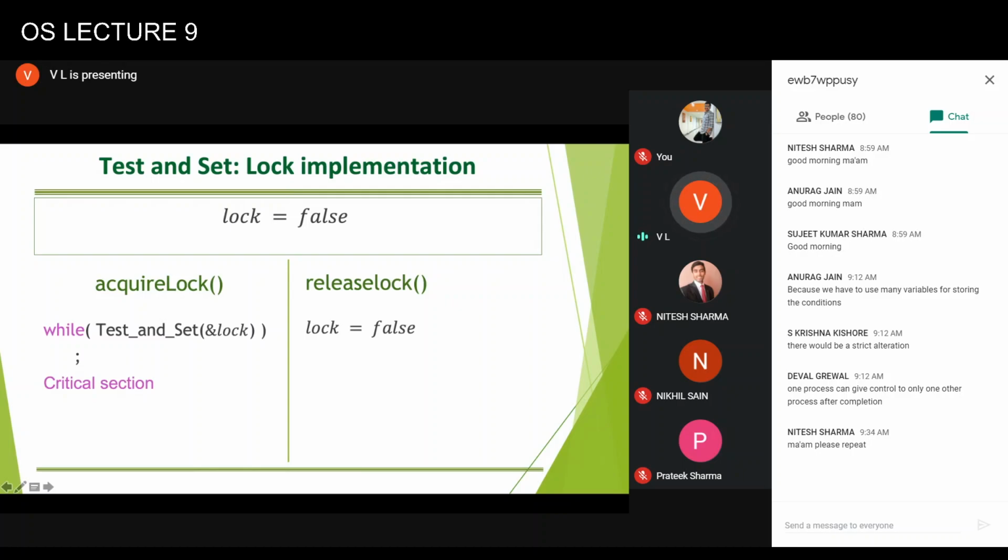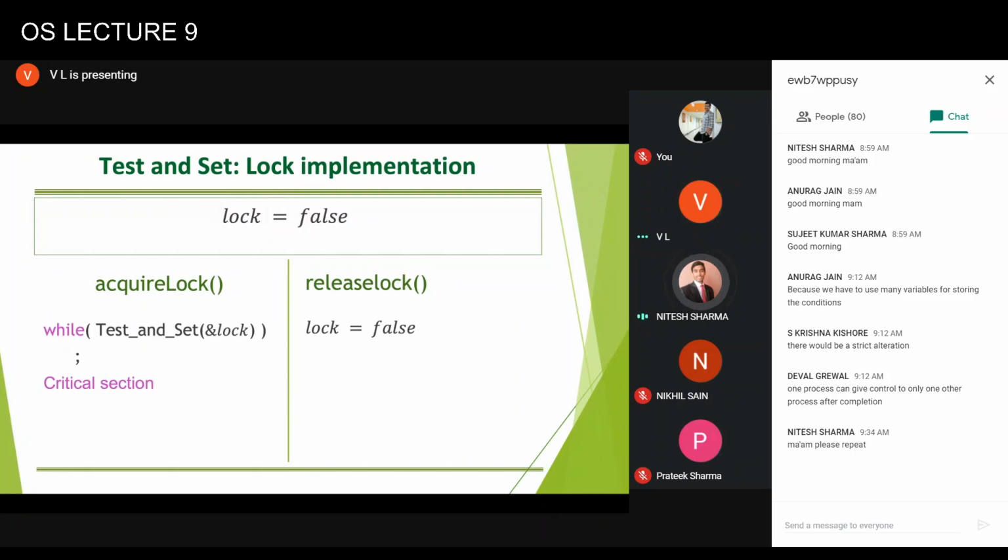Whereas the other processes, because the lock has been set to true now, will remain in this while loop. So if you look at the way the processes are executing, only one of the processes will be able to go past the while loop, whereas all others will be waiting in the while loop. So it is as if only one process has acquired the lock. And releasing the lock is easy. You set lock equal to false and the lock is released. Is that okay till now? Have you understood this?